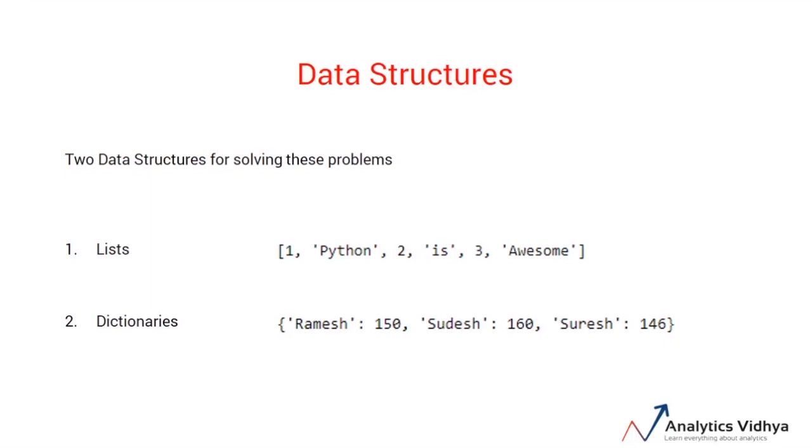For example, here 1 comes before Python, Python comes before 2, 2 comes before S. But there is no sequence between Ramesh, Sudesh and Suresh. We will discuss each of them in detail in the later videos.